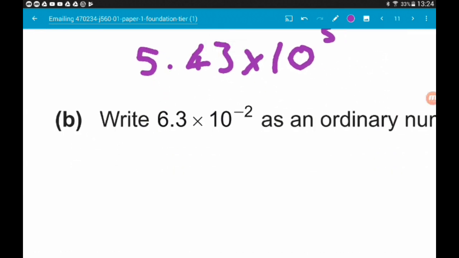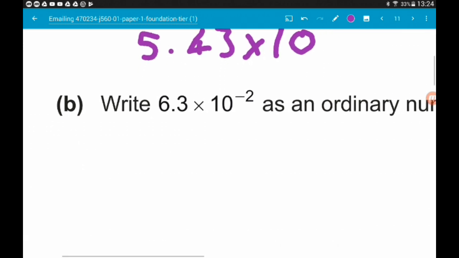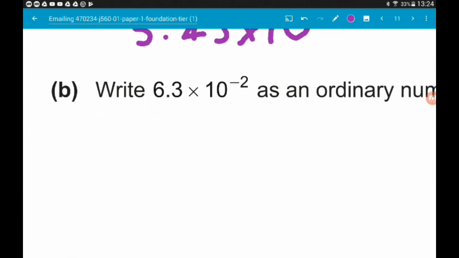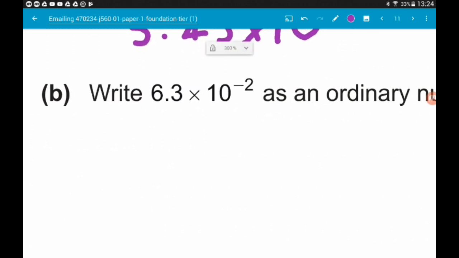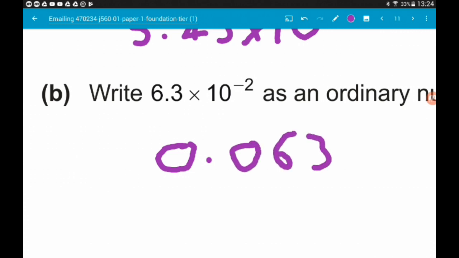Next, we want to write 6.3 times 10 to the minus 2 as an ordinary number. So a negative power makes your decimal place go to the left. So here, our decimal point is going to go to the left by 2 places. So this is going to be 0.063.